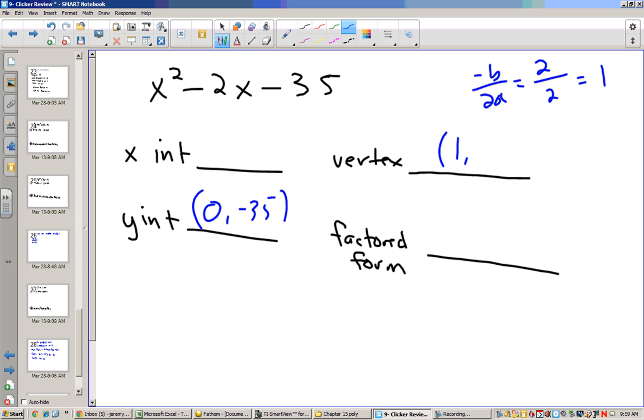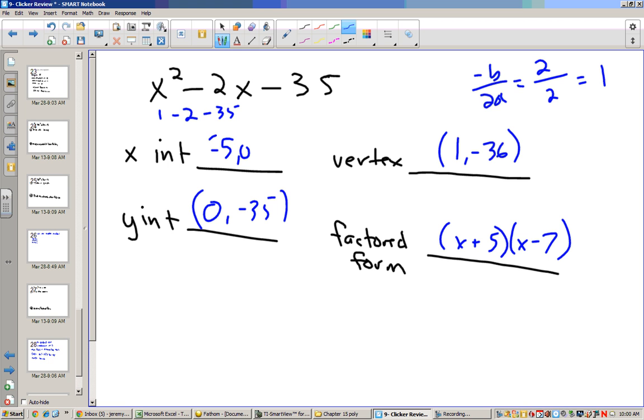If I plug 1 into my function, I have 1 squared, which is 1, minus 1 times 2, which is 2, minus 35. So that would be my -36. If I factored this, this would be x plus 5, x minus 7, and my x-intercepts would be at -5, 0, and 7, 0.